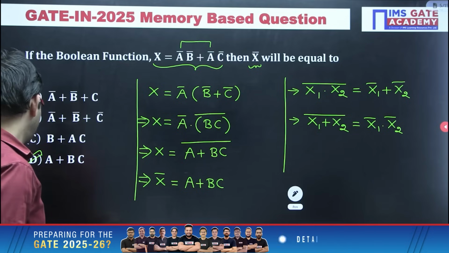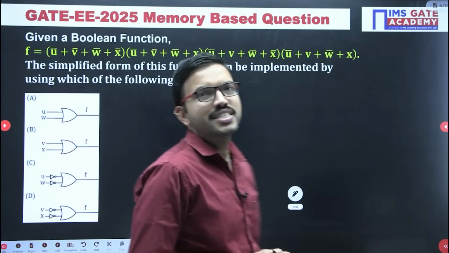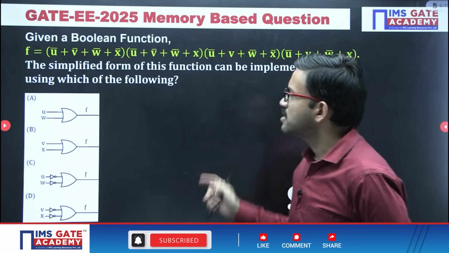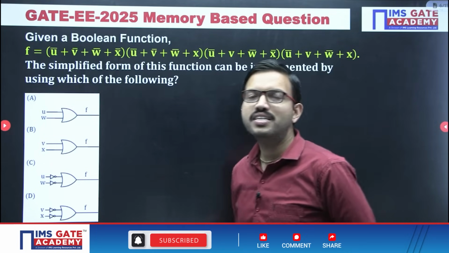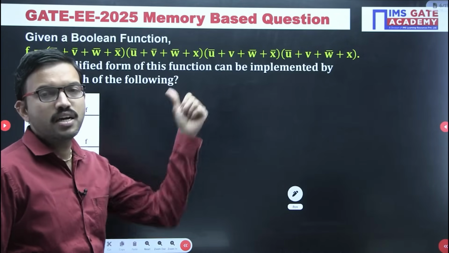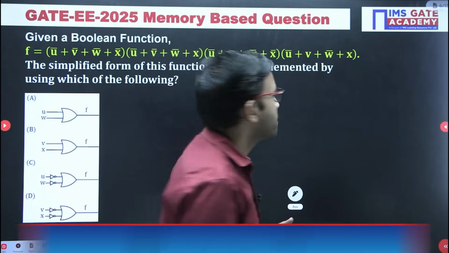Okay. Yeah. Next question, this is a very, very interesting question. This is a question asked in GATE EE 2025, right? This is the question they have framed based on two chapters. Whatever the given function is there, if you observe, the given function is in which form? Pi capital M. Yes or no?